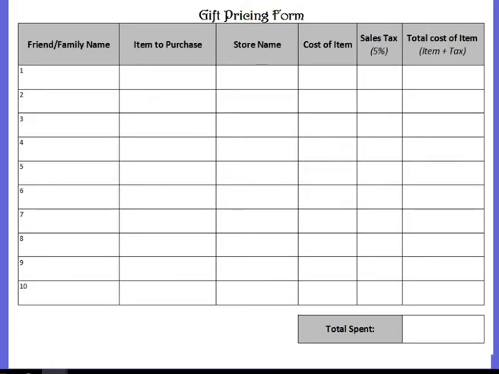So let's first flip through this packet and look at the different pages that we have. The first page you come to is the gift pricing form. This is not like an official document. This is just kind of like your shopping list for Christmas. You have to buy for 10 people, so there's 10 lines for you to fill out where you're buying, the items, what item you bought, and so forth.